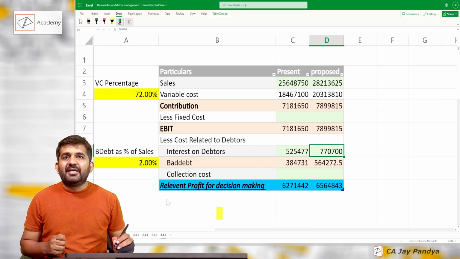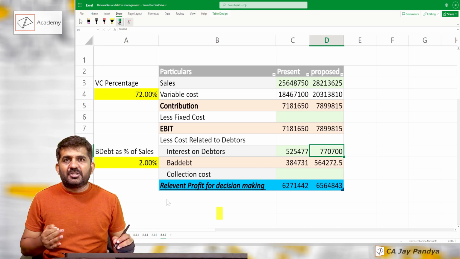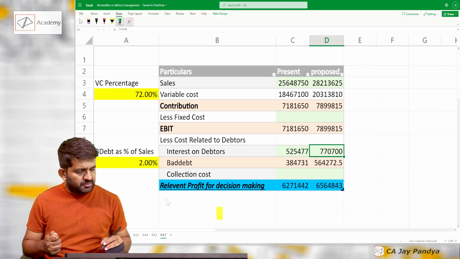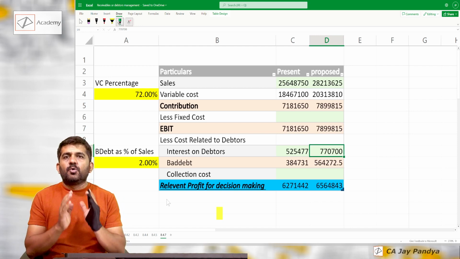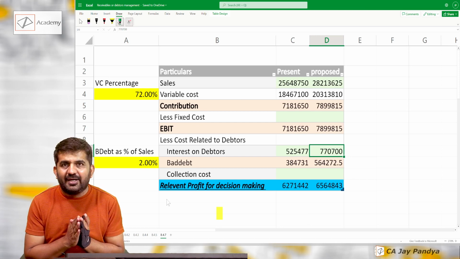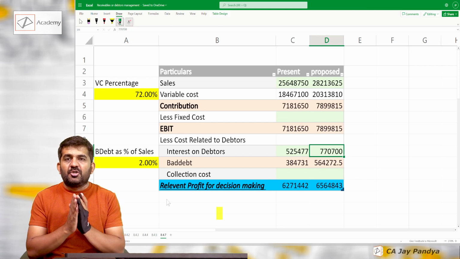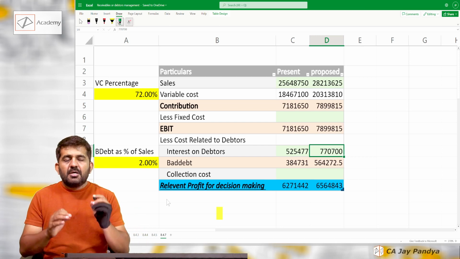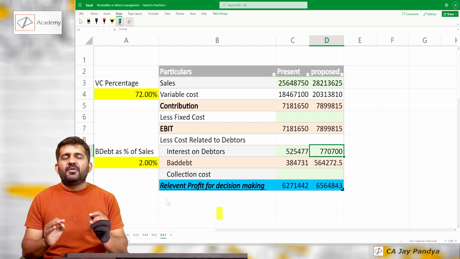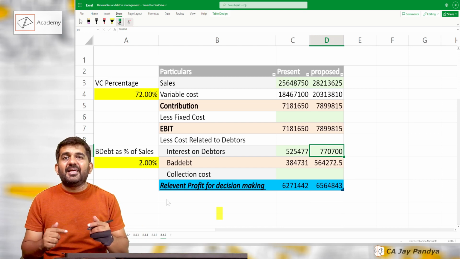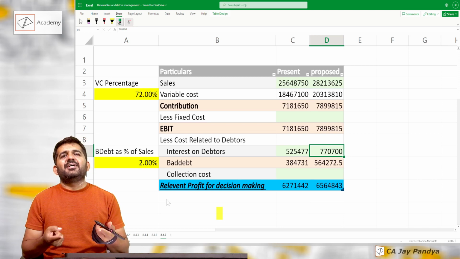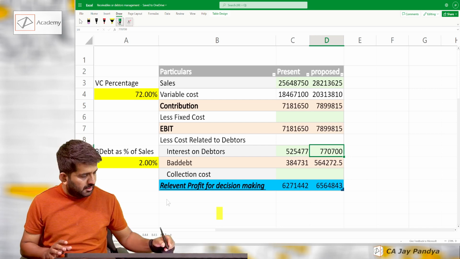So, if we are increasing our credit period from 45 days to 60 days, the relevant profit from 62,71,442 is increasing to 65,64,843. Please understand once again, this is a relevant profit. This is not the profit which you will see in your profit and loss account, even if exactly as per forecast the policy works. But understand, this profit is always useful in making the decision whether you should increase the credit period or not. Once you have taken the decision, there is no use of this particular profit.